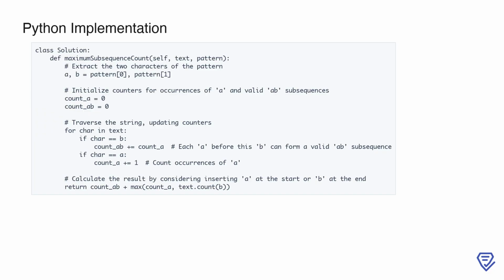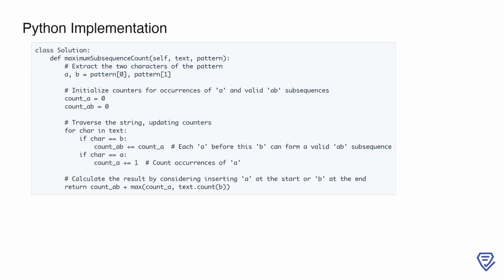For every occurrence of the second character B in the pattern, we add count_A to count_B. This step ensures that all previously seen As can form subsequences with the current B. Additionally, if the character is A, we increment count_A to keep track of how many As are present.